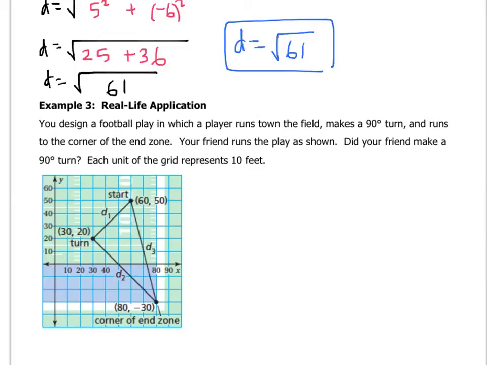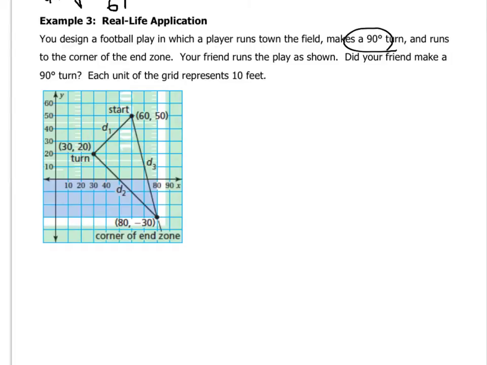Last example. You design a football play in which a player runs towards a field, makes a 90-degree turn, and runs to the corner of the end zone. Your friend runs the play as shown. Did your friend make a 90-degree turn? And they tell us that each unit is 10. All right, we're going to do this example in parts. Can you please use the distance formula to get me what D1 is? So what is this length right here? You're using these 2 points, plug those in, and just find me the distance of D1 and then play, and we'll continue.